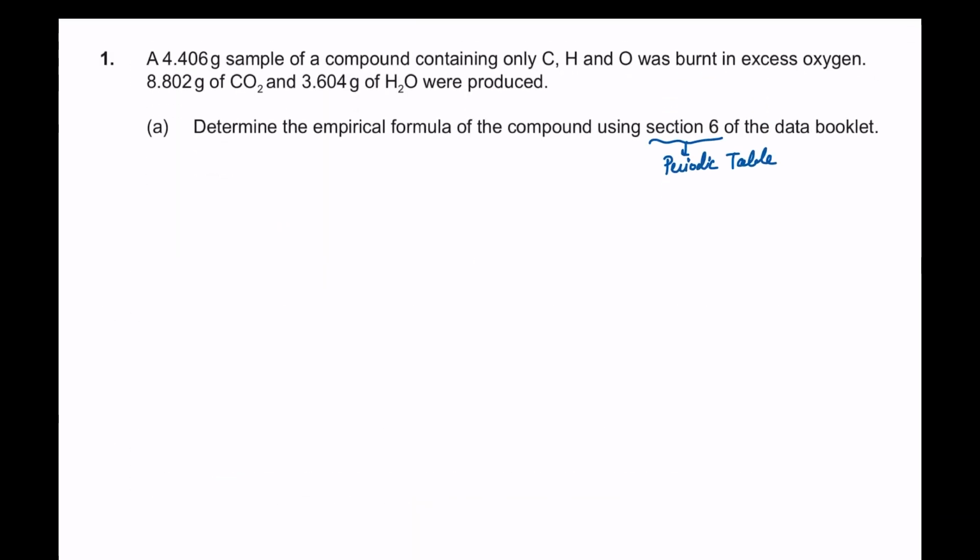So we have a 4.406 gram sample, the total weight of the sample, that only contains carbon, hydrogen and oxygen, and it was burned in excess air. So there was a complete combustion. Now after this combustion we received 8.802 grams of CO2 and 3.604 grams of H2O. Using this data we have to find out the empirical formula of this compound.